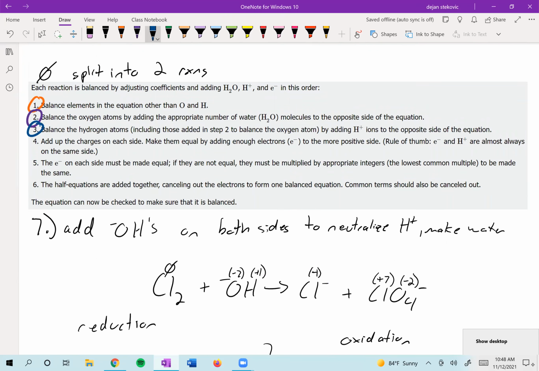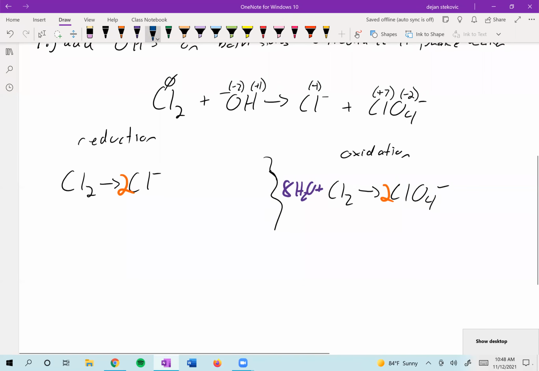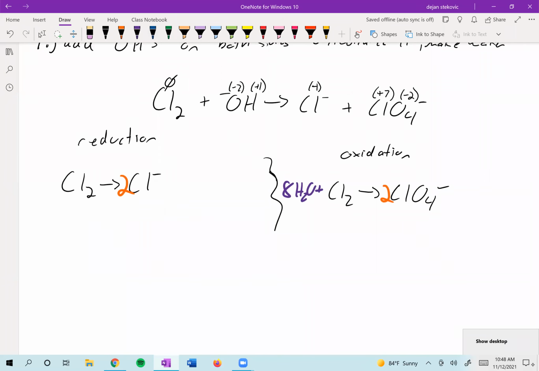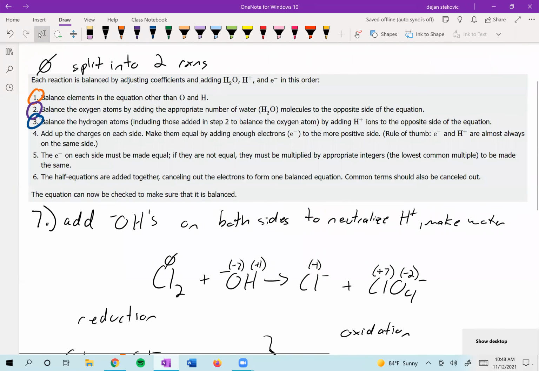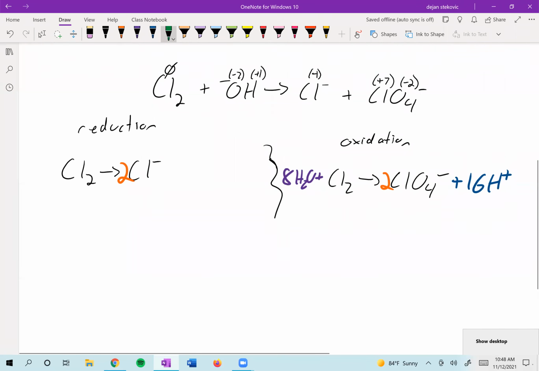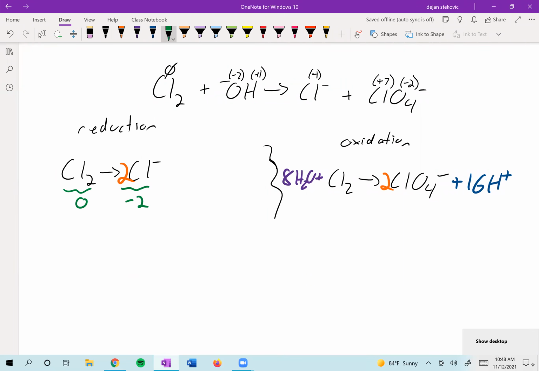After that, we want to balance the hydrogens by adding H pluses. No H pluses there. We've got 16 H pluses, right? 8 times 2. So we need to add 16 H pluses here. After that, we want to add up the charges and make sure that they're equal and add electrons as needed. So here we have a -2. Here we have 0. So we need to add 2 electrons here.